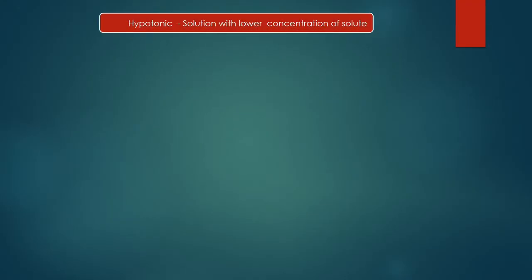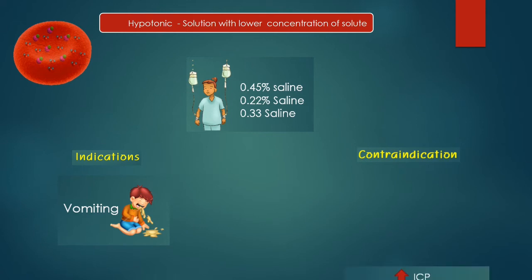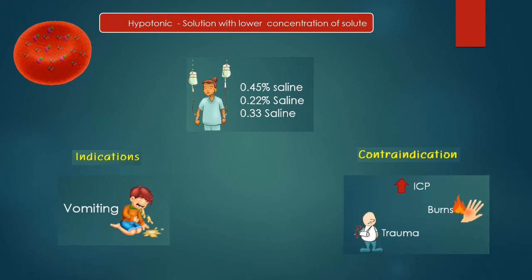Hypotonic, a solution with a lower concentration of solute. It will result to cell swelling. The following are the IV fluids available under hypotonic. The indication will include vomiting, and contraindication will include increase in intracranial pressure during burns condition and during trauma.